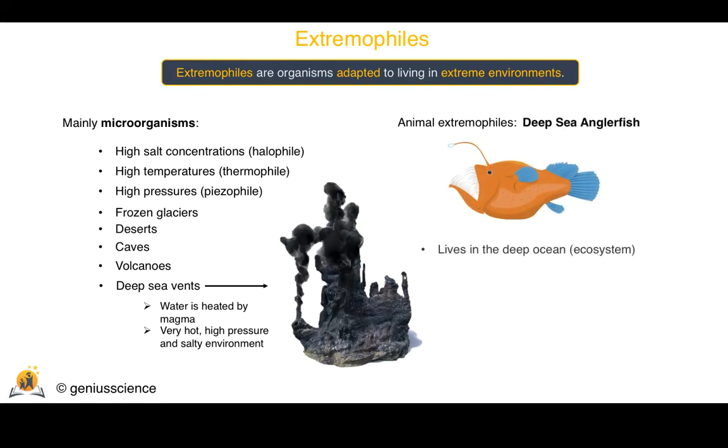These fish live in a deep ocean ecosystem. And in the deep ocean, there is no light, it is very high pressure, and it is cold, so therefore very low temperatures.